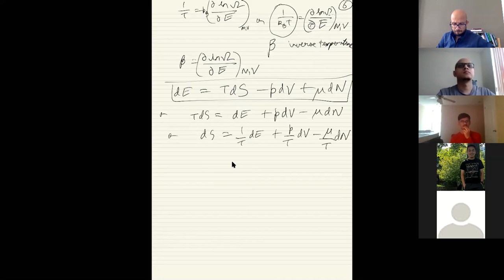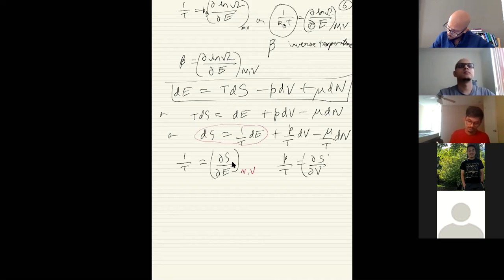So what does this tell us? This tells us that 1 by temperature is equal to partial S by partial E at constant N comma V, which is something we already wrote down, but we get more things out of this. We also get that P by T is equal to partial S over partial V at constant N comma E, by keeping these as constant. So how do we use that?